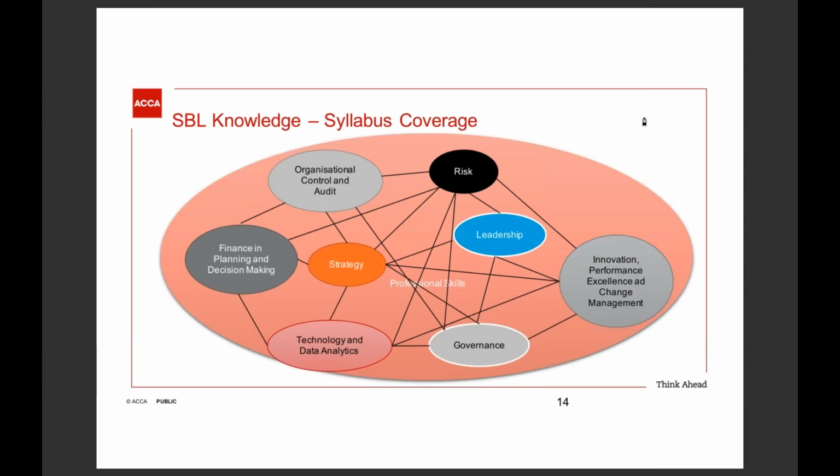As we talk about organizational control and audit, there's always risk involved and there's always money involved. That's why you have to look into finance as well. Because putting an internal control system in place, making sure that you follow the right procedures, will require some money. Okay, you need money to do that.